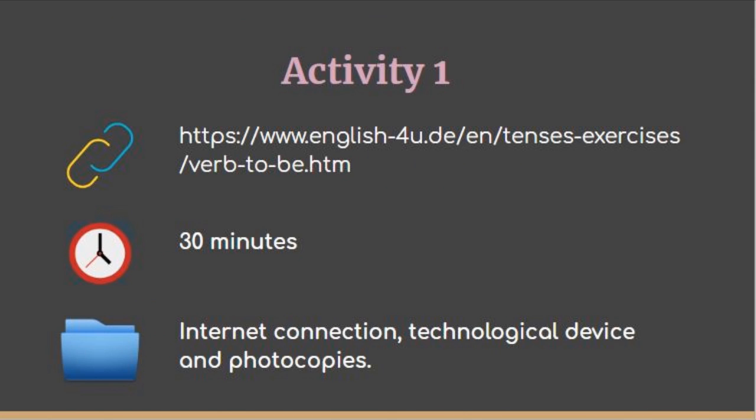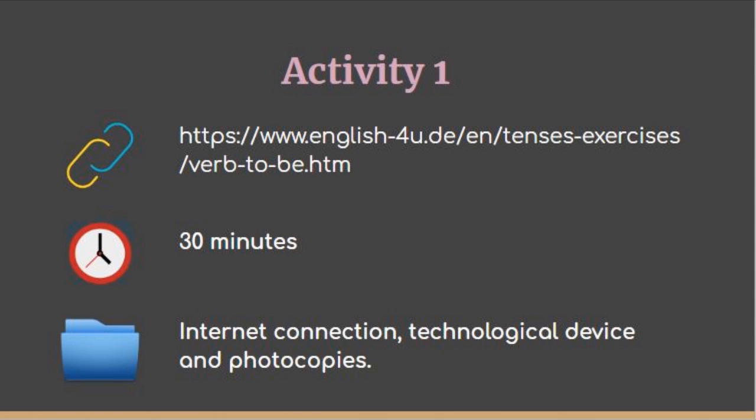Activity 1. They must enter a website where they will have to do exercises online according to the verb to be. When the activity finishes, we will do a review to resolve the doubts about that. The duration is 30 minutes, and the materials are internet connection, technological device, and photocopies.